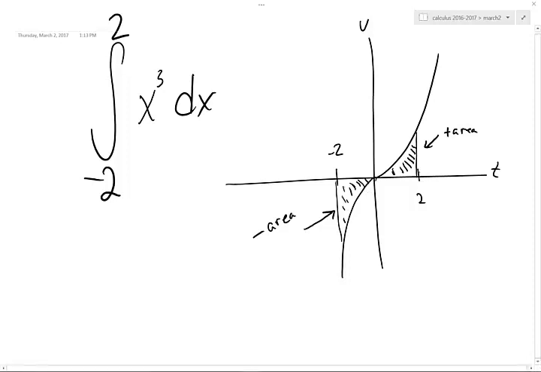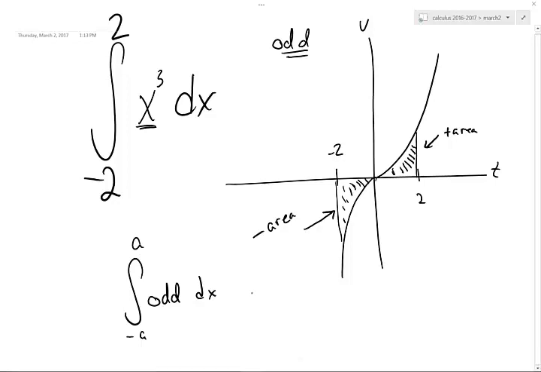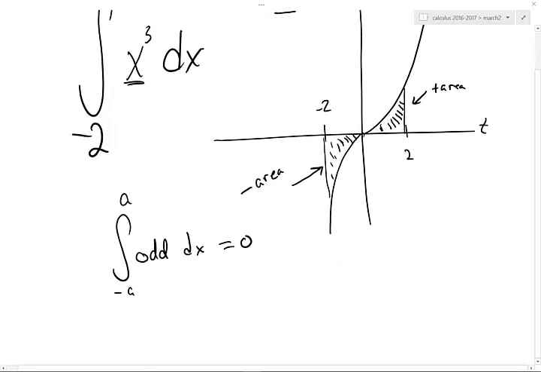Now in the future, it'd be really cool if you're paying attention here. X cubed, we call this guy an odd function, don't we? That is, it has symmetry to the origin. And so in the future, if you're integrating an odd function dx from negative a to positive a, it will always give you 0 for an answer. Always, always, always in the future.